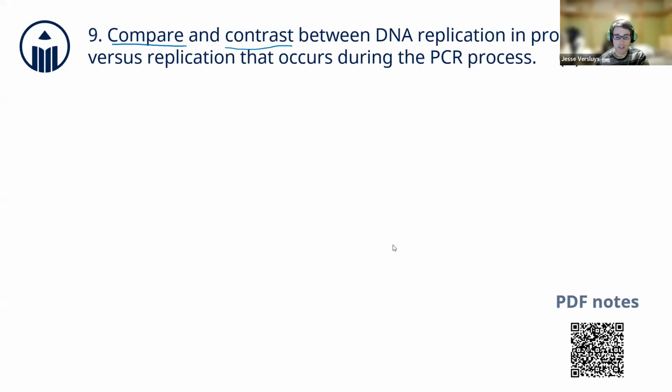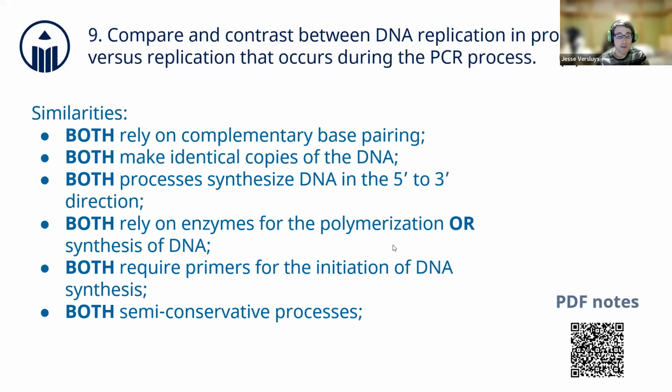Okay, I'm going to go ahead and look at some of the answers for this. So we'll start with the similarities. Some of the similarities between the processes are they both rely on complementary base pairing. Obviously, you have to be able to match up the template strands with the nucleotides in order to make this work. They both make identical copies of the DNA. However, for the DNA replication, we're not replicating the full genome or the full chromosomes or anything like that. We're just replicating the target sequences.